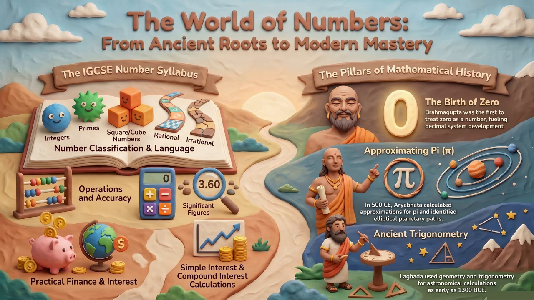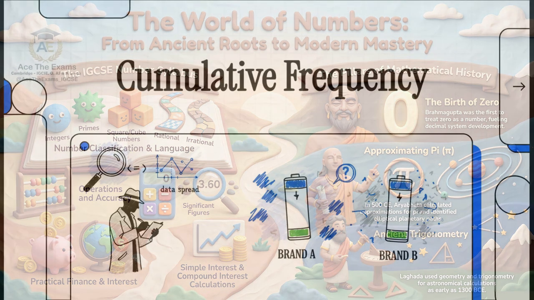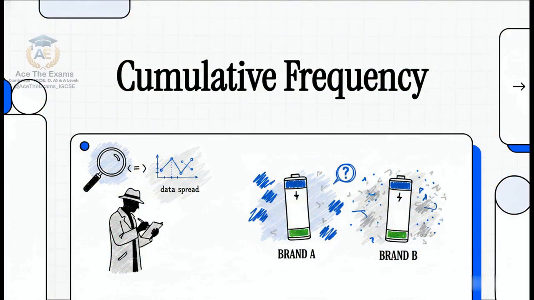Welcome to This Explainer. Today, we're putting on our detective hats. We're going to tackle the concepts of cumulative frequency and data spread. And we're doing it by solving a very real-world dilemma, figuring out which battery brand is actually better.